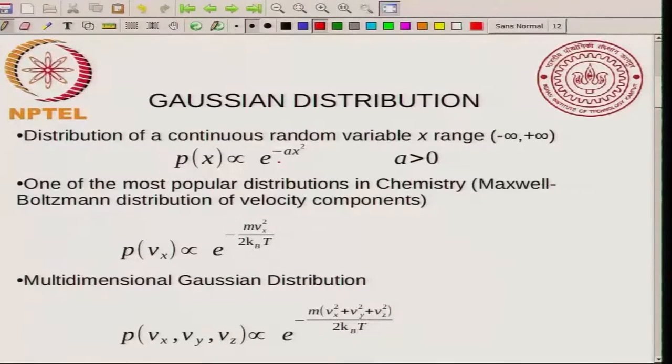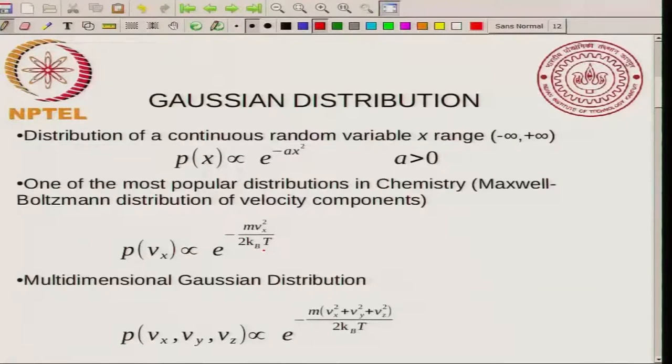Okay. This is actually one of the most popular distributions in all of physical sciences. In chemistry, you have seen it in the Maxwell-Boltzmann distribution for velocity components of a gas. So, for example, the probability distribution of the x component of velocity of a gas is proportional to e to the minus m vx squared by 2 kB T. So, this is what is known as the Maxwell-Boltzmann distribution.